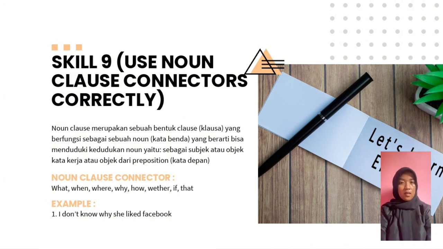In this example, there are 2 clauses: I don't know, and she likes Facebook. In the first clause, I is the subject and don't know is the verb. In the second clause, there are also a subject and a verb: she is the subject and likes is the verb. These 2 clauses are joined with the connector why. The connector why changes the clause she likes Facebook into a noun clause that functions as the object of the verb don't know.